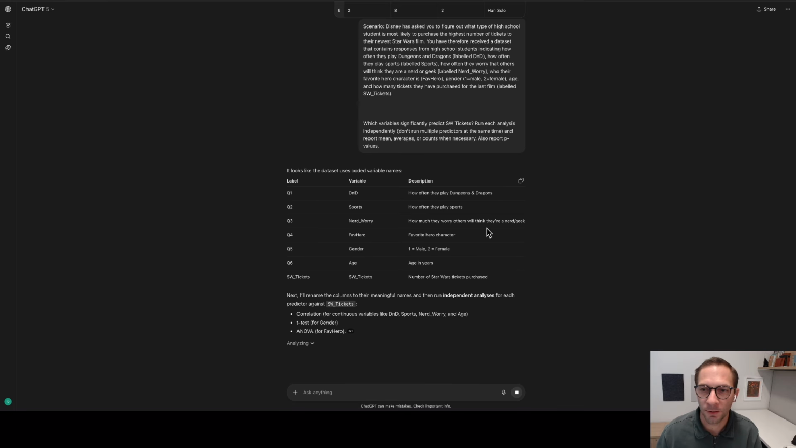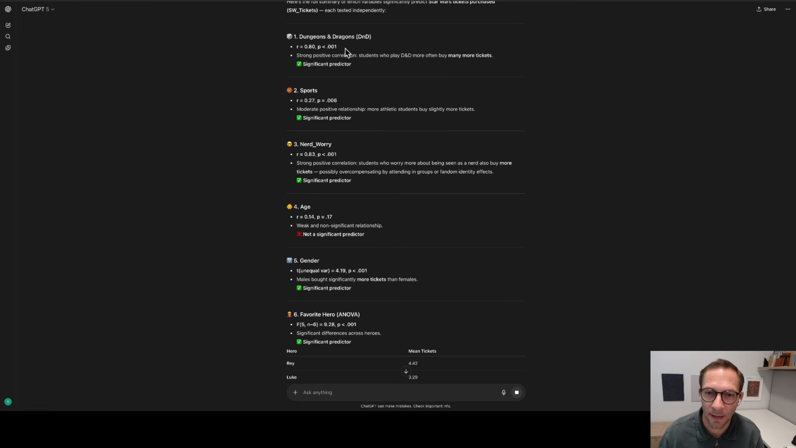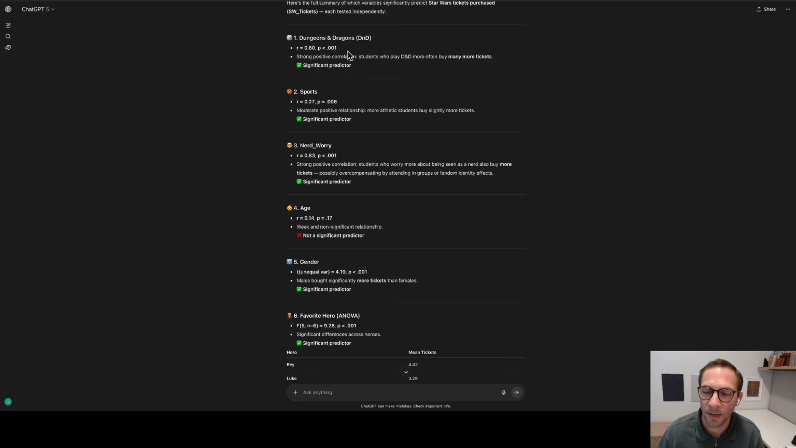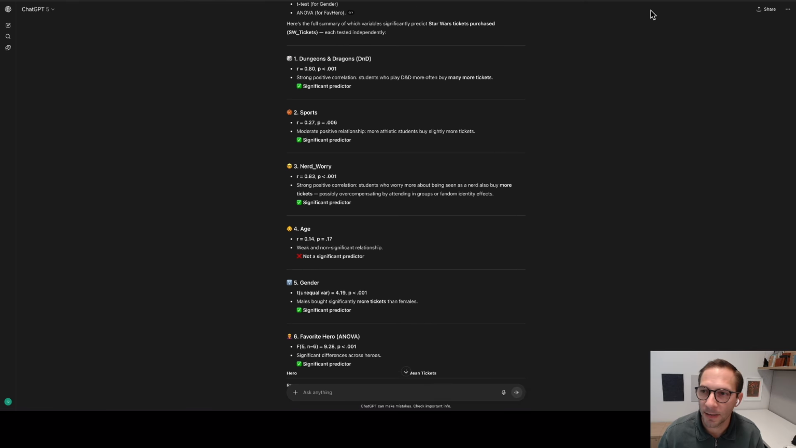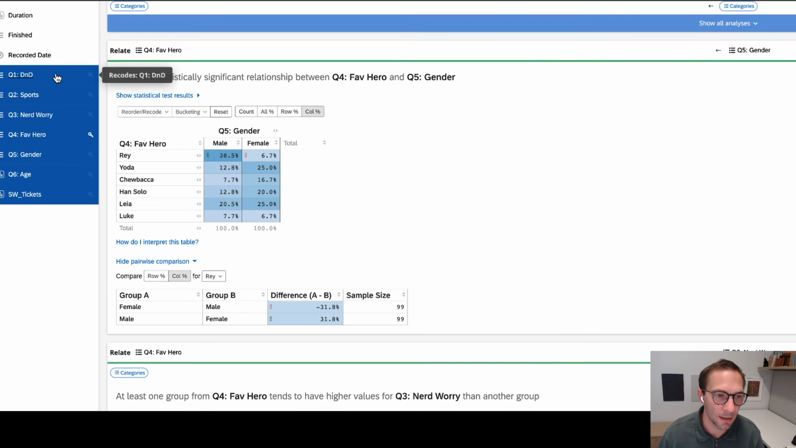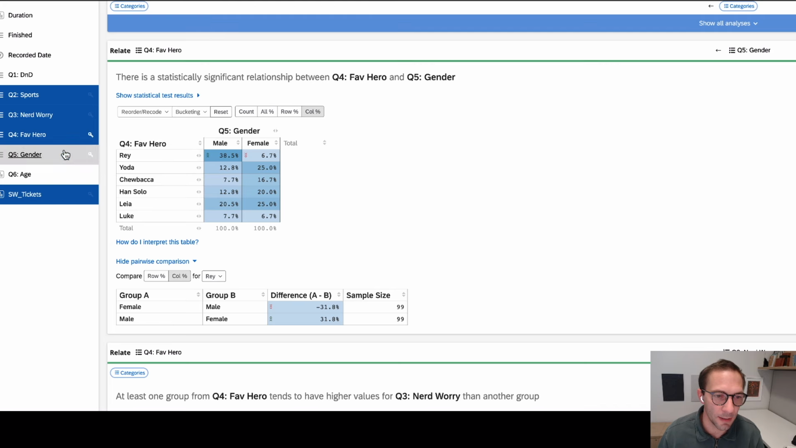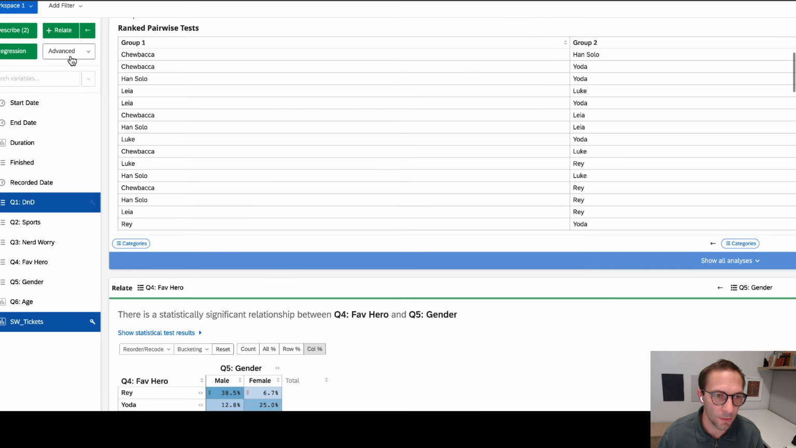All right, it's describing the data set, and it's telling me which ones significantly differ. Okay, I want to take a look. Let's take a look at this one and see how it compares. So we have Dungeons and Dragons and SW tickets. I'm just going to run this again. Let's compare them. Okay. Beautiful.